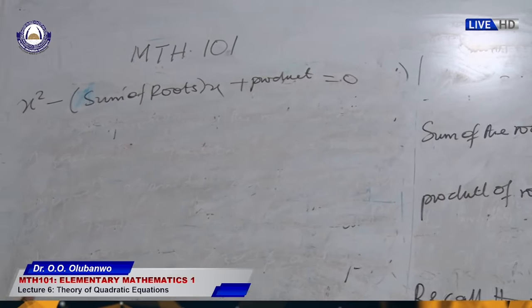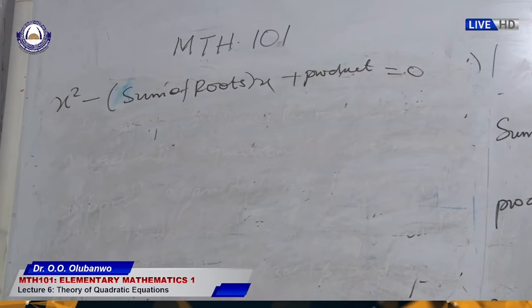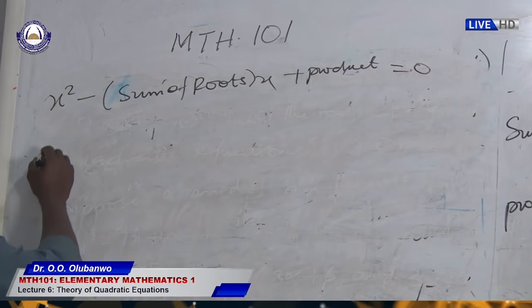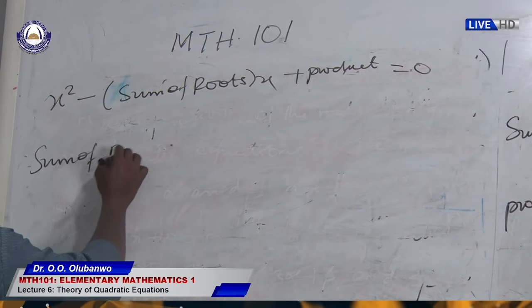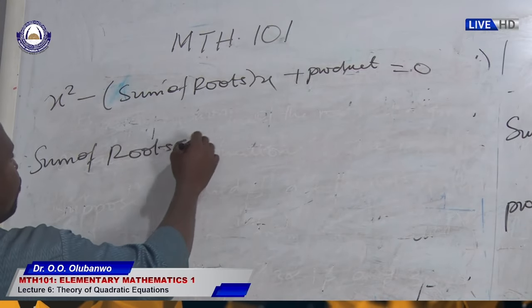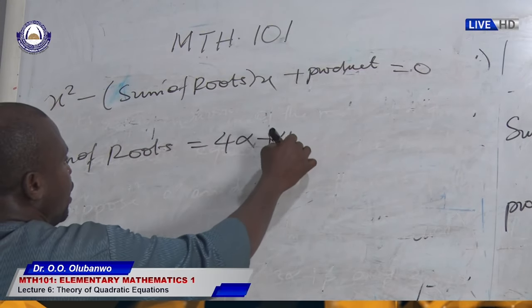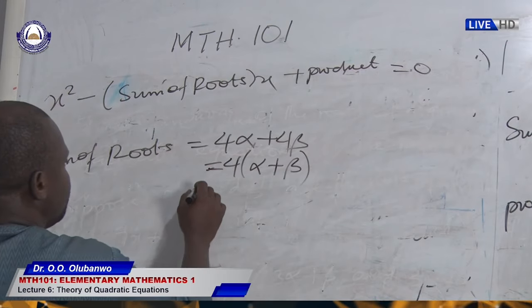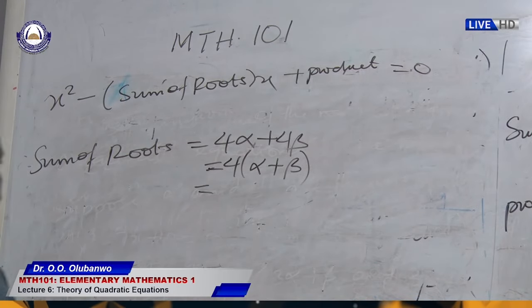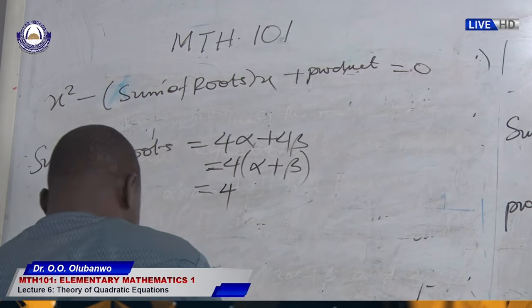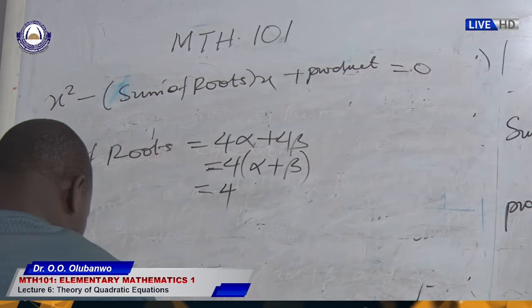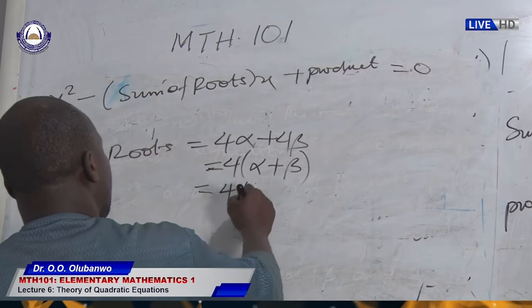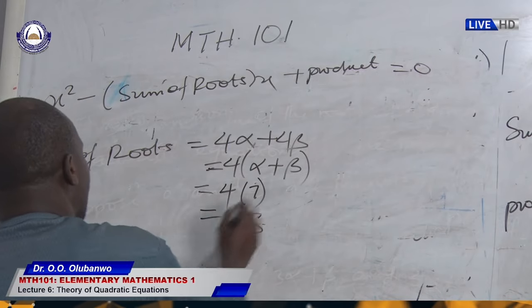Now, let's put in our parameters and obtain our results one after the other. For the sum of roots, we have 4 alpha plus 4 beta. We can see that 4 is common, so we have 4 into bracket alpha plus beta. From what we have done before, our alpha plus beta is 7. So we have 28.